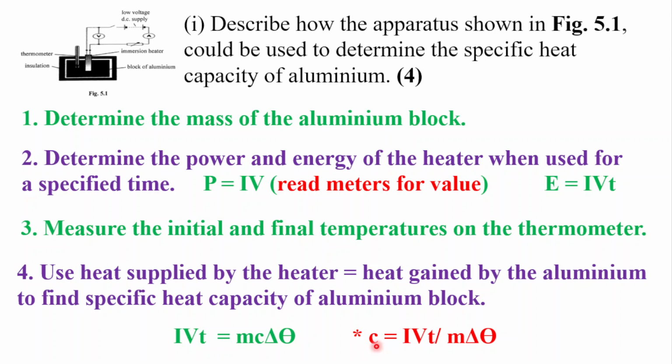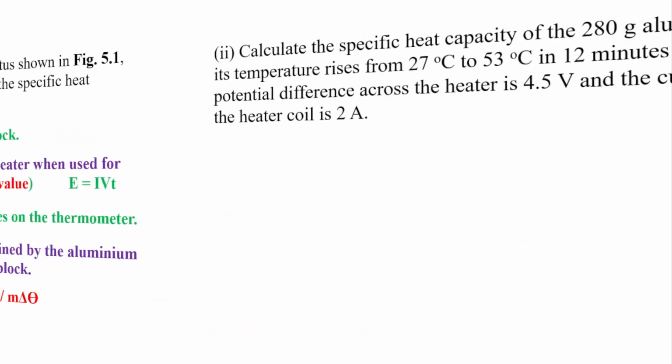And so you're going to make the specific heat capacity the subject of the formula, which is going to equal the energy, which is IVT, divided by the mass times the change of temperature. All right, and that's how you find the specific capacity. Of course, you're going to explain this in words as well to earn your 4 marks. But of course, you can simplify and actually outline formulas as well in your explanation. All right, so let's go to the next part of the question now.